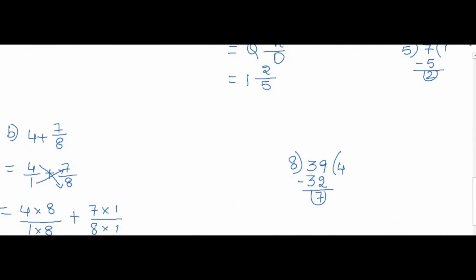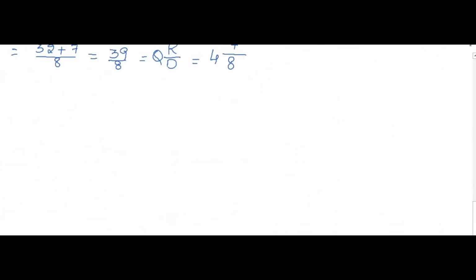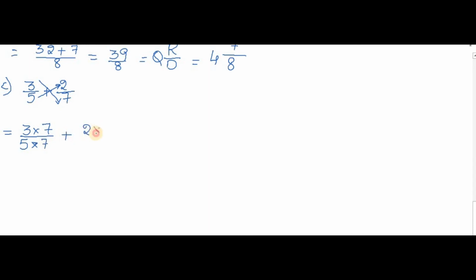3 by 5 plus 2 by 7. Now we'll solve that. 3 by 5 plus 2 by 7. And here also I have 2 fractions, so I'll go for cross multiplication. 3 into 7 by 5 into 7 plus 2 into 5 by 7 into 5. 3 7s are 21, 5 7s are 35, plus 2 5s are 10, 7 5s are 35.